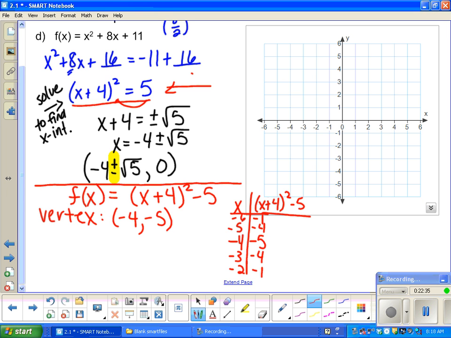So let's graph (-4, -5). (-5, -4). And (-6, -1). Okay, (-3, -4). (-2, -1). It is reflected around the axis of symmetry. My domain will be all real numbers. And my range is opening up, so my y's are greater than or equal to my lowest y value, negative 5.